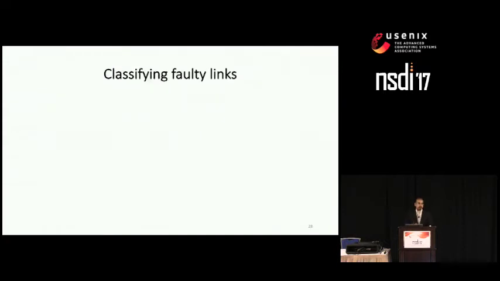So now, given that our equivalence set metric seems to have legs, we now need to figure out how to classify faulty links based on this information. So a question that we want to ask is, does this link, or this line card, or this other component in our set, have more retransmits per flow than the other elements in the set?